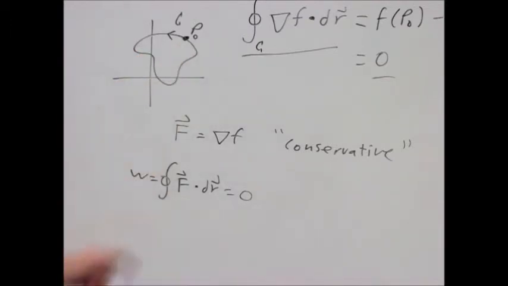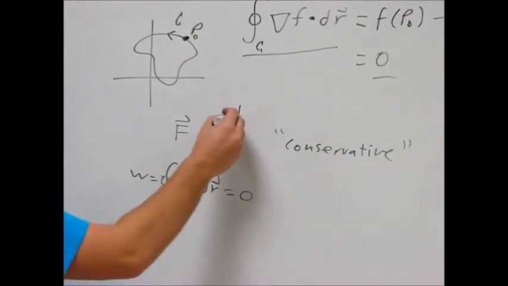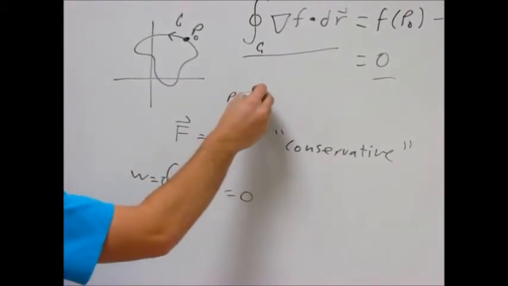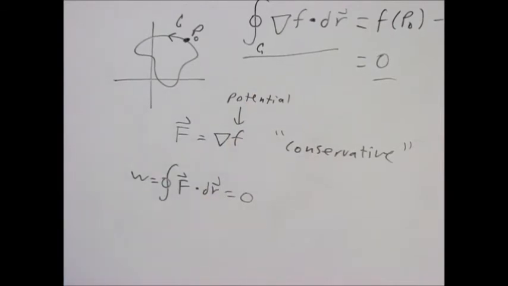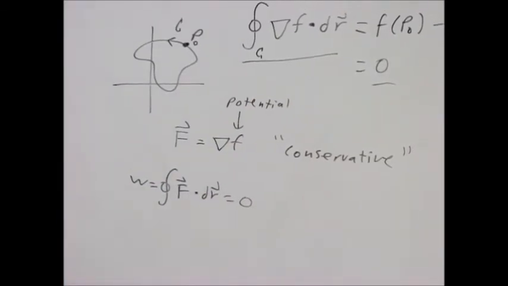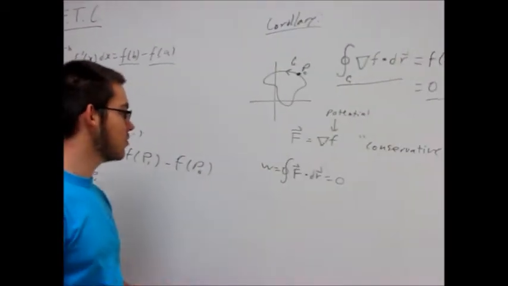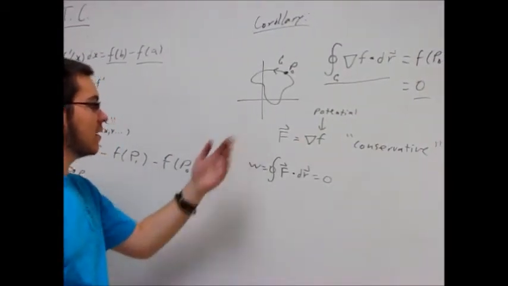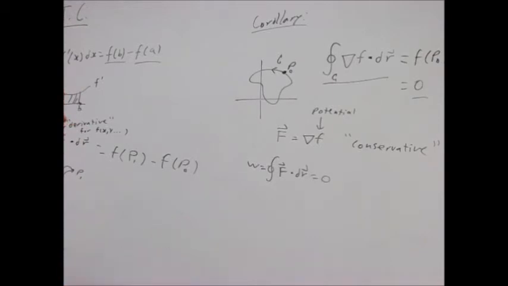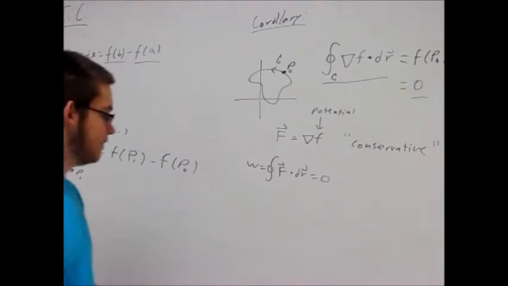And fields like this include the gravitational field. We take this point here and move it around, and it comes back here. It has the same potential energy. Sometimes this function is called the potential. So it still has the same potential energy, so I didn't actually create any work. There was no work done by the field. So it's called conservative because it conserves energy.